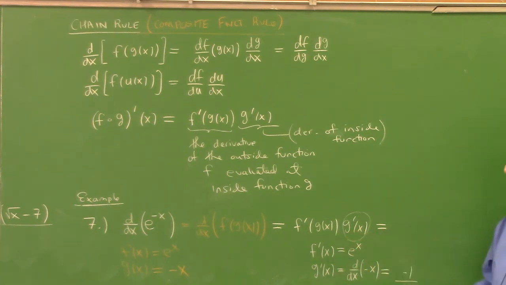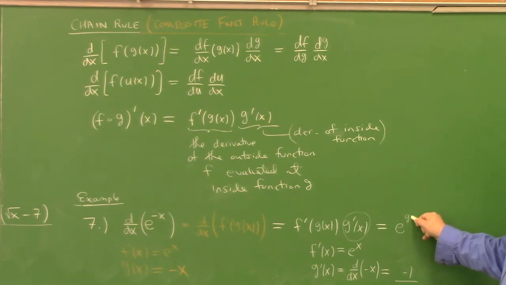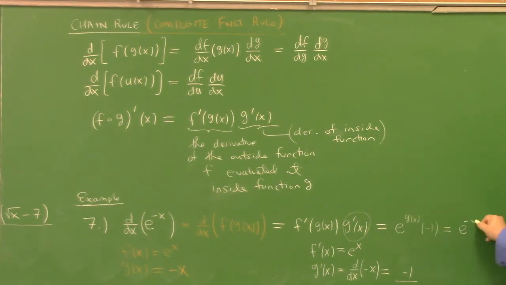And what's f prime of g of x? I could write it this way, e to the g of x, right? Times minus 1. What is g of x? Minus x, right? So the answer is minus e to the minus x. I don't think much is gained by writing it like f of g of x.